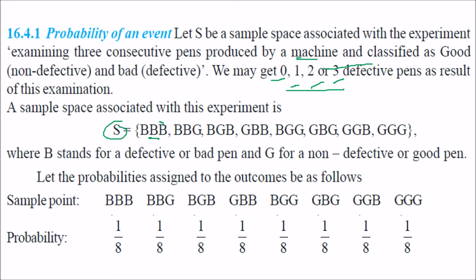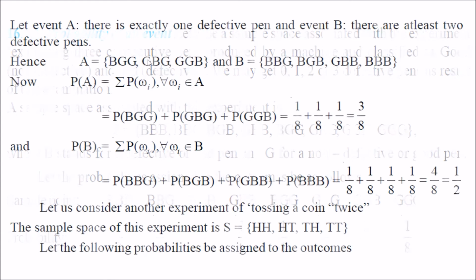So if you want to assign the probability of all being BBB, that is all being defective or bad, this will be 1 by 8, because the favorable outcome is 1 and the total number of elements is 8. So all these have a probability of 1 by 8.